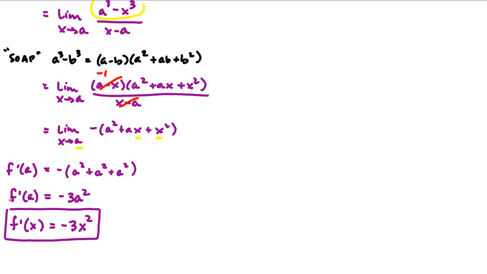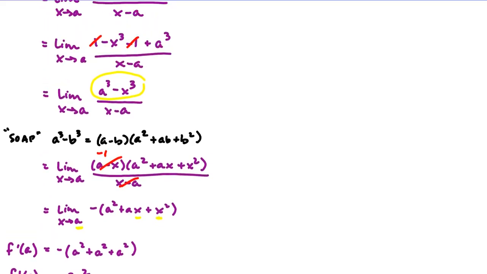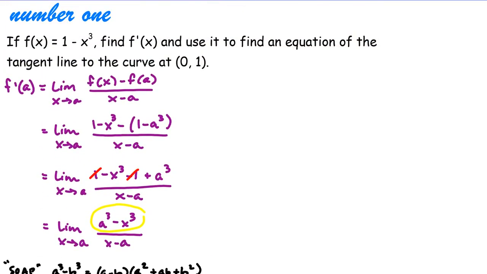Do you want to find the slope at x equals 1? Put a 1 in there. Do you want to find the slope at x equals 2? Put a 2 in there. Do you want to find the slope at x equals -99? Put a -99 in there. Now what I want to do is show you how we would do it using the other definition of derivative, and we'll get the same answer.